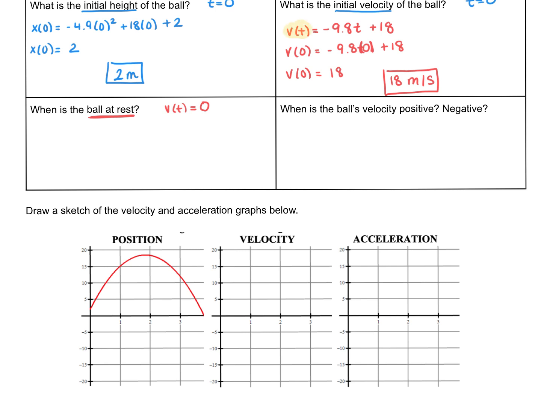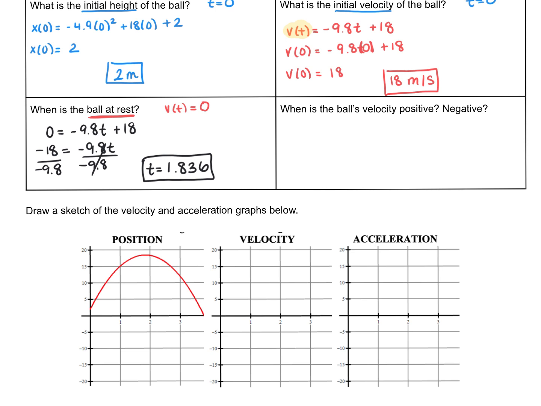So 0 equals negative 9.8t plus 18. We can subtract 18 on both sides. So negative 18 equals negative 9.8t. And then we can divide both sides by negative 9.8. Now trust my math on this. You should get t is equal to 1.836 approximately. So at that specific spot, that is when I am at rest.